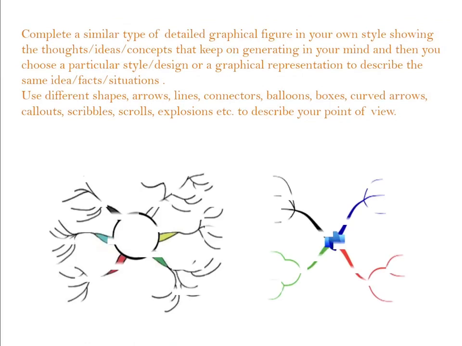So for your homework, you can do this. Complete a similar type of detailed graphical figure in your own style, showing the thoughts, ideas, and concepts that keep on generating in your mind. And then you choose a particular style, design, or graphical representation to describe the same ideas, facts, situations. You can use different shapes, arrows, lines, connectors, balloons, boxes, curved arrows, callouts, scribbles, scrolls, explosions, etc. to describe your point of view.